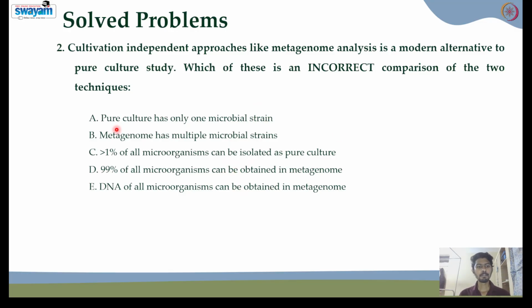Option A, the pure culture has only one microbial strain. Option B, metagenome has multiple microbial strains. Option C, greater than 1% of all the microorganisms can be isolated as pure culture. Option D, 99% of all the microorganisms can be obtained in metagenome. Option E, DNA of all the microorganisms can be obtained in metagenome. So from these five options, which is the incorrect comparison between the metagenome and the pure culture study?